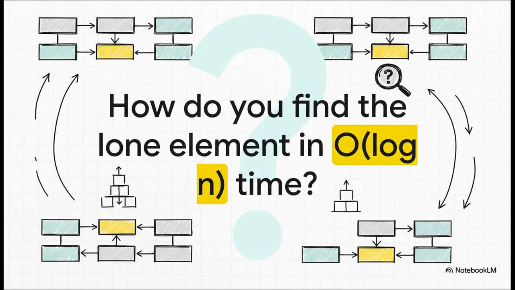So, here's the deal. Imagine you've got this sea of numbers, all neatly paired up, except for one. One of them is all alone, and your job is to find it. But here's the real kicker, the thing that makes this tricky. You have to do it in O(log n) time. Yeah, that one little rule is what turns this from a simple task into a really fascinating problem.